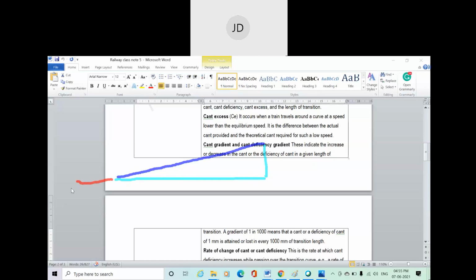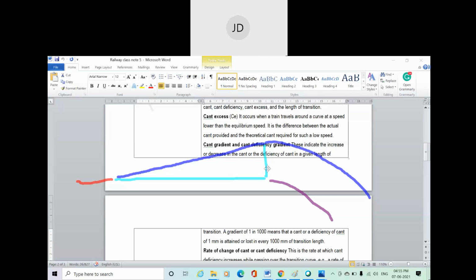Now, suppose this is your circular curve and this is your transition curve. Suppose this is your superelevation, or you can say the rail. This is your inner rail and this is your outer rail. Just to understand these things, I'm showing that this much amount of superelevation, or rise of the outer rail, should be provided with respect to the inner rail.